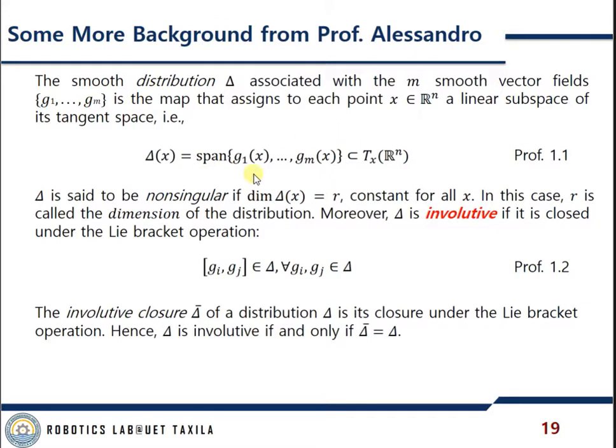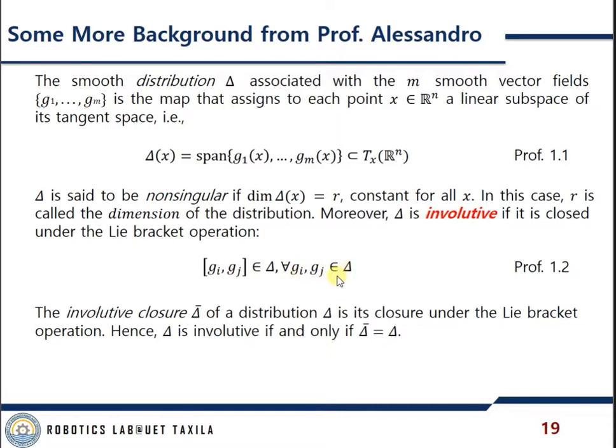So we put in x, this vector spans, and this becomes a subspace of D of x. This delta is said to be non-singular if the dimension of delta of x equals r, that is constant for all x. In this case, r is called the dimension of the distribution. Moreover, delta is involutive if it is closed under the Lie bracket operation. So if the Lie bracket belongs to this distribution delta, for all g1 and g2 that belong to this delta.